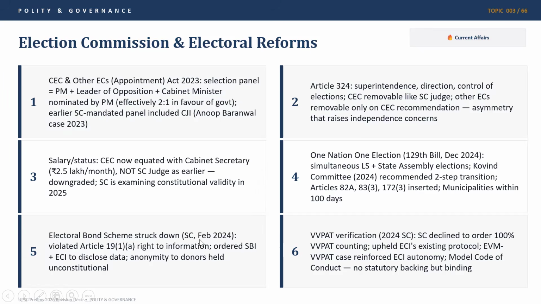Electoral bond scheme was struck down by the Supreme Court in February 2024 because it violated Article 19(1)(a), Right to Information, and it ordered the SBI and ECI to disclose data. Anonymity to donors was held unconstitutional because it was violating Article 19(1)(a), Right to Information, which is a fundamental right under the Constitution.